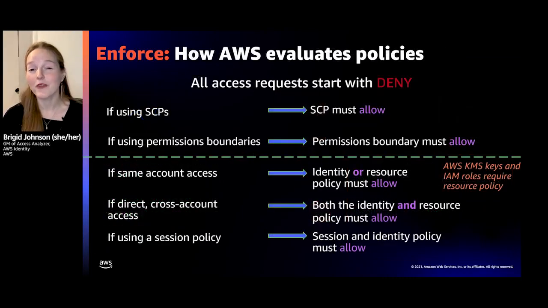All right, so how are all those policies that I talked about for specifying access evaluated together? This is how I think about it. First of all, access is denied by default; it starts with a deny. If you're using SCPs, that means there's an SCP that you have specified, and the SCP must allow access. If you're using a permission boundary, that means you've applied a permission boundary, and the permission boundary must allow access. Okay, those are the restrictions. We haven't gotten to granting yet.